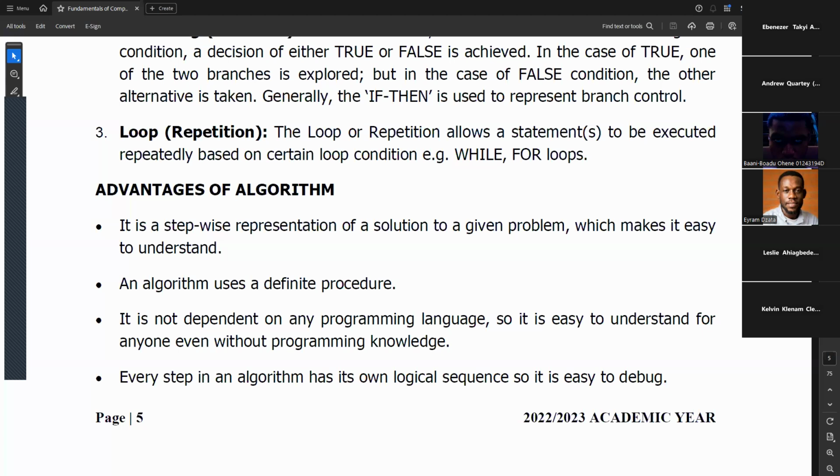Does that mean that for algorithm, it is going to be pen and paper work, no need for a computer? Okay, that's a good question.